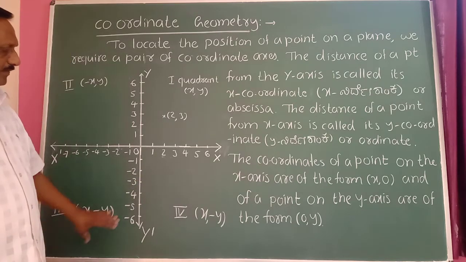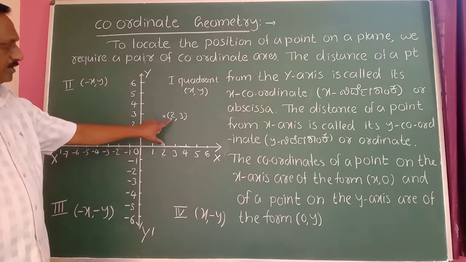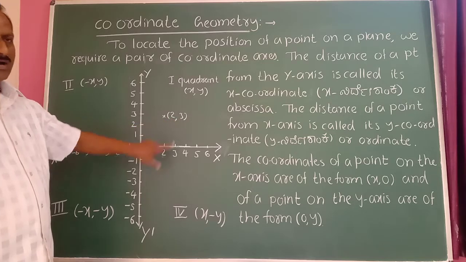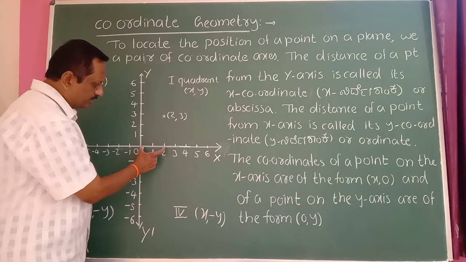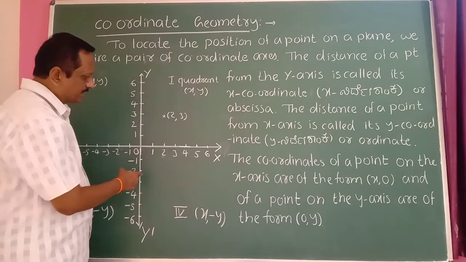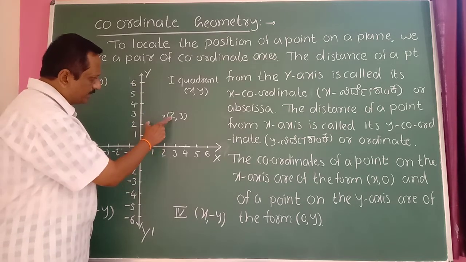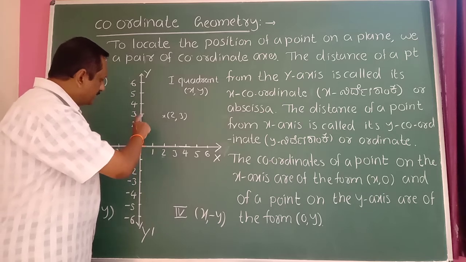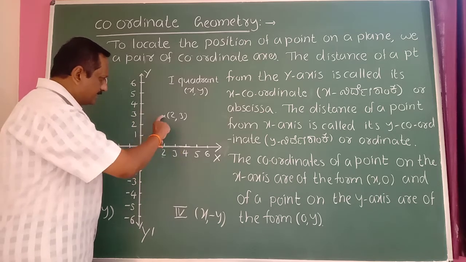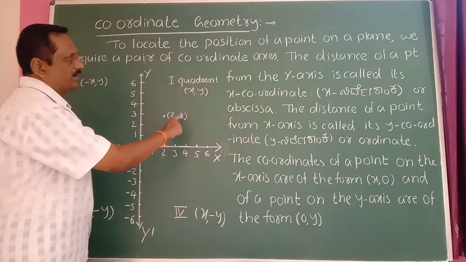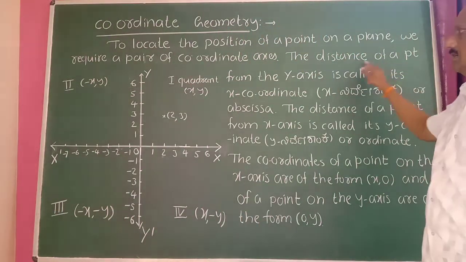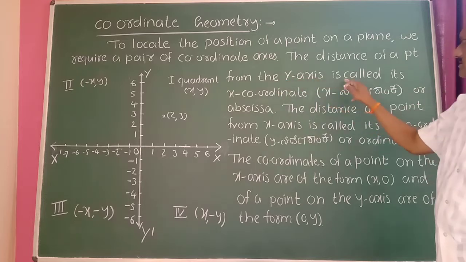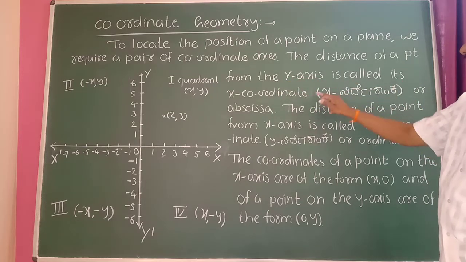Therefore, if you want to locate a point, you must have the x and y coordinates. The x coordinate means this distance, 2 units from the y axis. Then this height is 3 units from the x axis, so it is the y coordinate. Therefore, the distance of a point from the y axis is called the x coordinate.